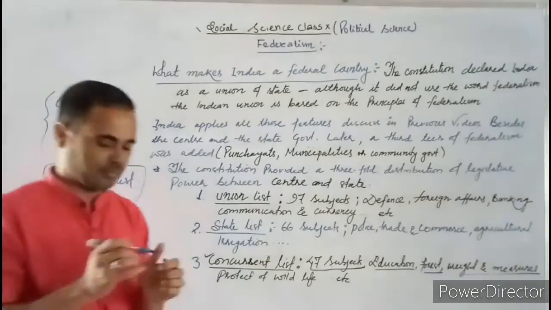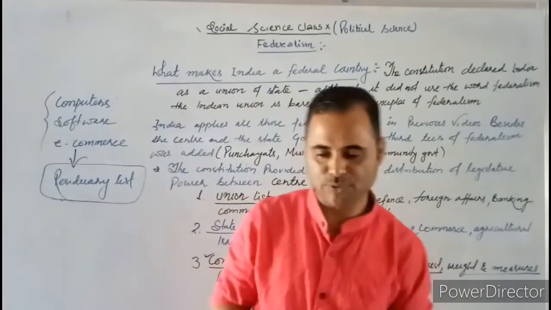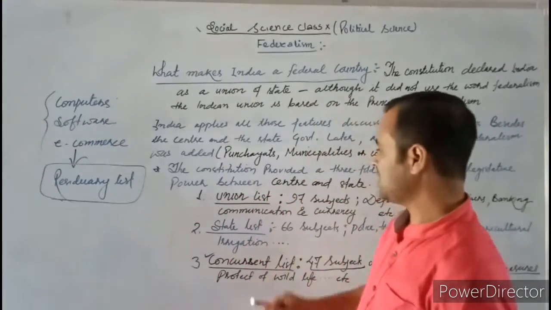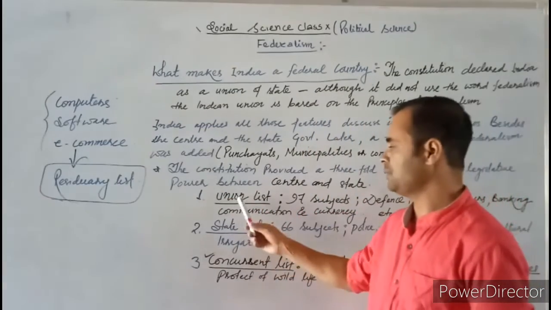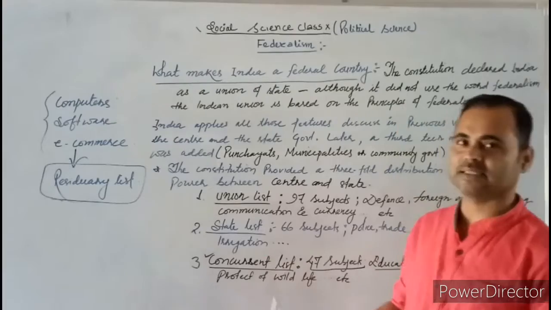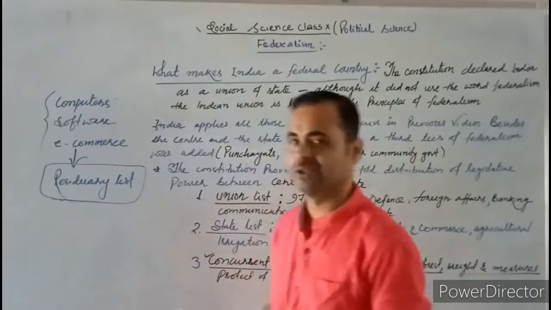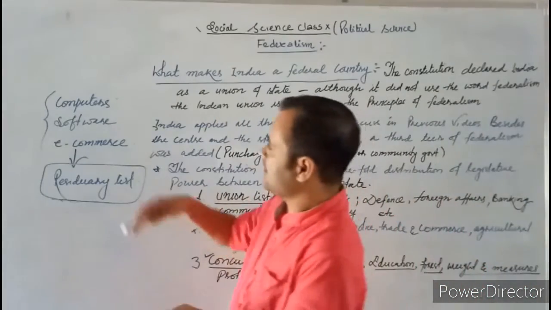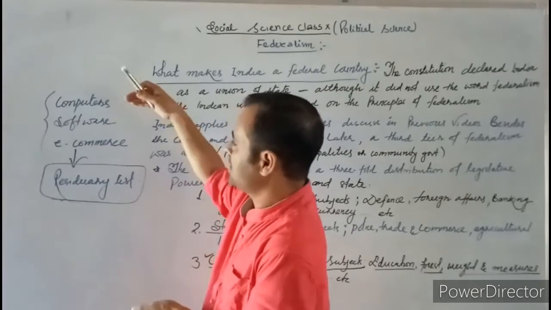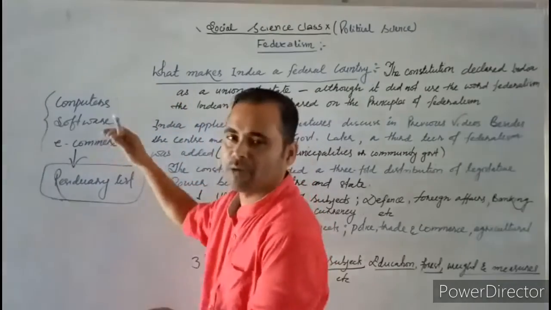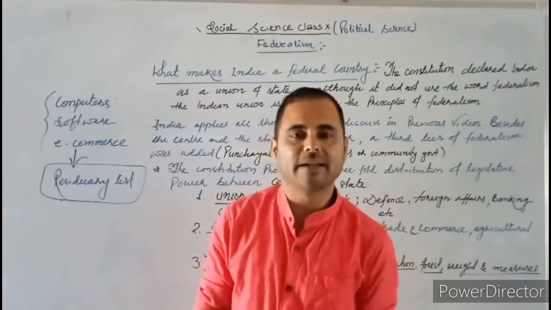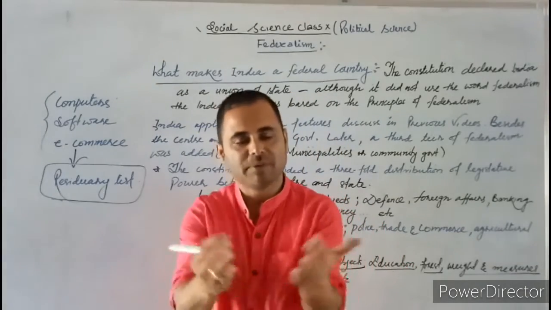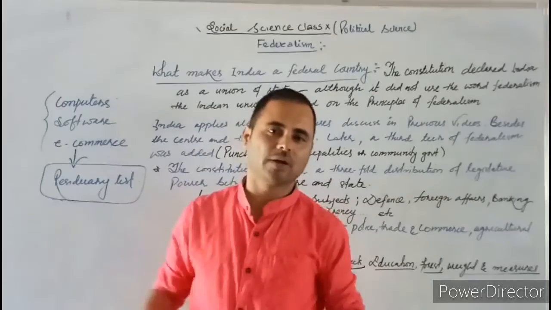So what I mean to tell you is that besides the separation of powers among the union list, state list and concurrent list, there is a residual list which covers computers, software and e-commerce, like that. So many e-companies are there, they are running their business, and you may be ordering so many things online.